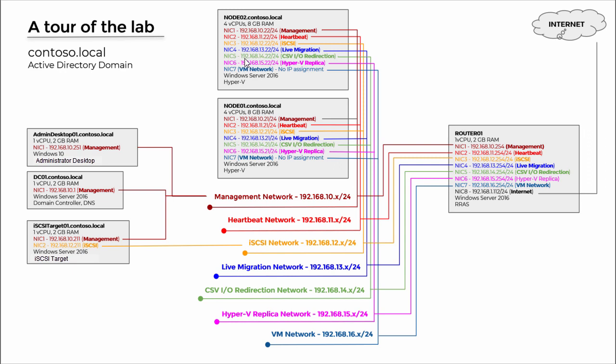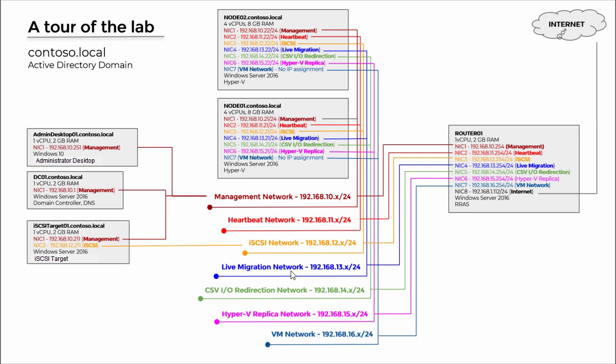NIC 4 is connected to Live Migration Network. This is the network used by Hyper-V host for live migrating the virtual machines from one host to another host. It is recommended to use a dedicated network or VLAN for live migration traffic and 10 gig network adapters for live migration network.